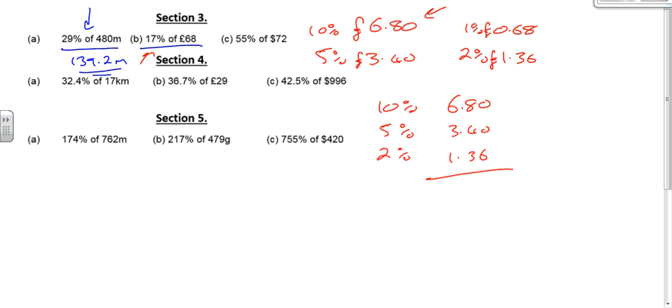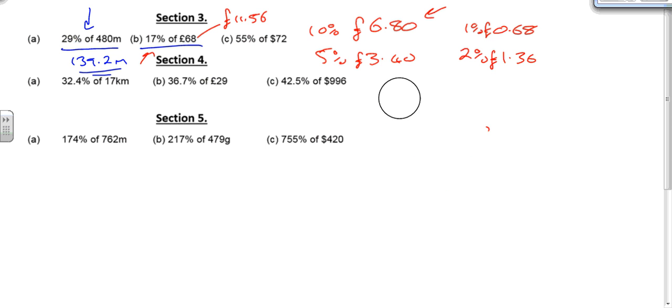So if we add those together, 0 plus 0 plus 6 is 6. 8, 4, and 3 is going to be 15. 6, 3, 1 plus the other one is going to be 11. So it's going to be 11.56, which in money is £11.56. So moving on to question C.